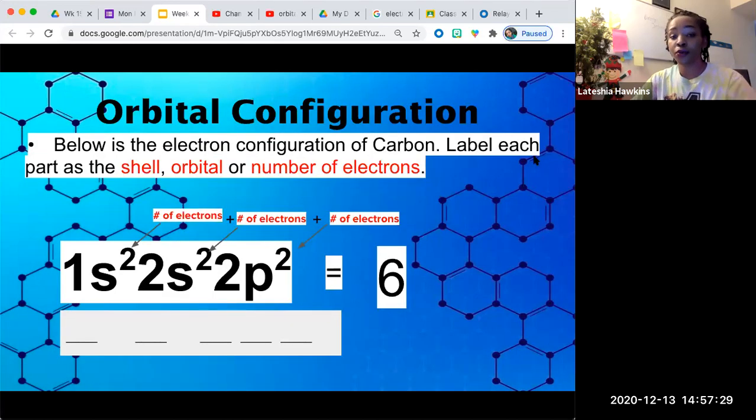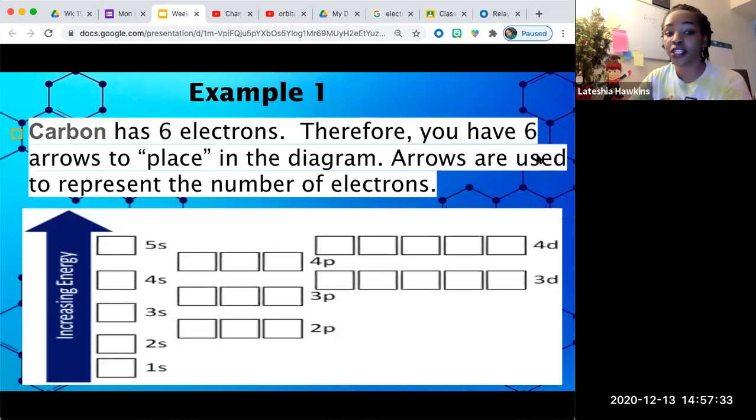So if I go through and draw my configuration for carbon, this is how I would do it. Carbon has 6 arrows. You must fill the lowest orbital first. You must remember that your electrons are opposite and paired. And if you have more than 2, you draw your up arrows first.